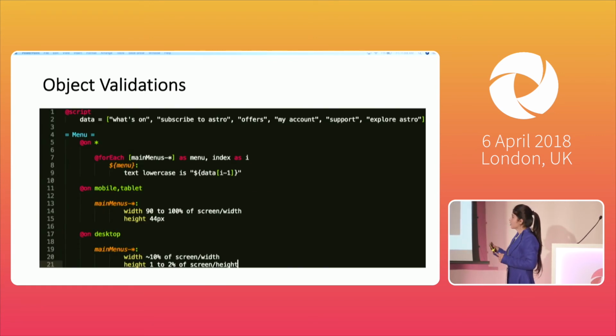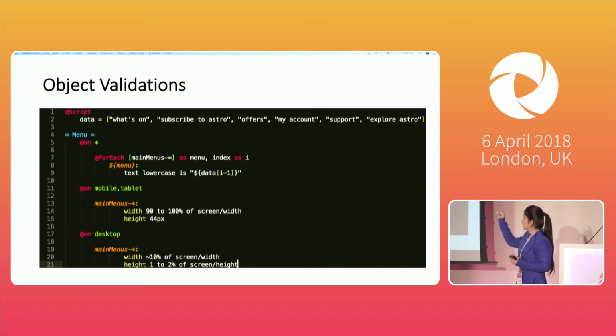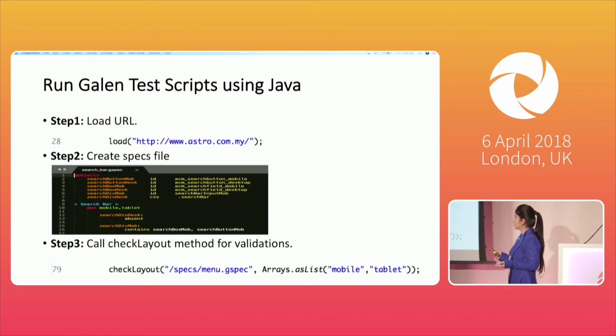So object validation: I have defined my objects. Now I need to apply the validations on those objects. Let's say for menu, I am just identifying all the text and validating whether the text is this. So I have applied a for each loop. And then on mobile and tablet, I'm just validating the height and width of that particular element. So these are the validations that work on the objects.